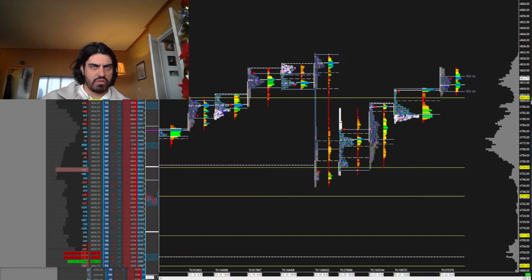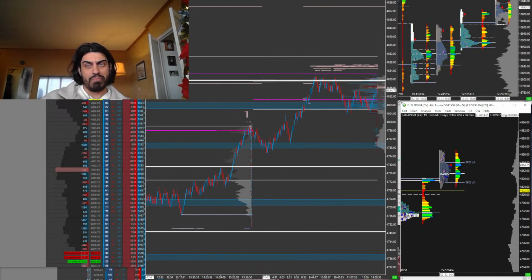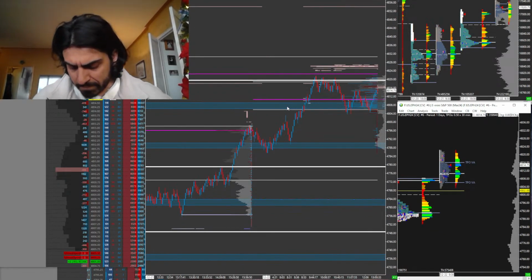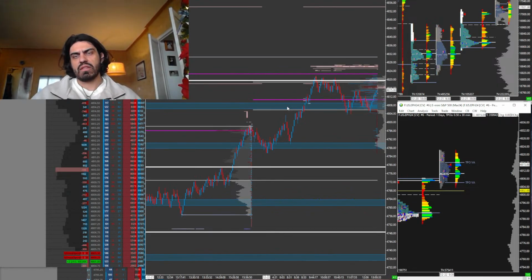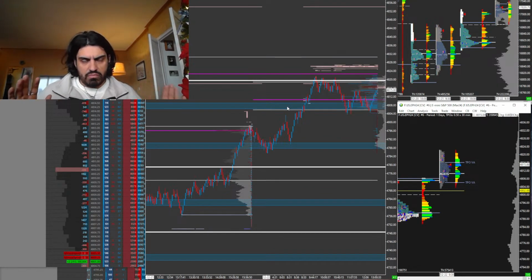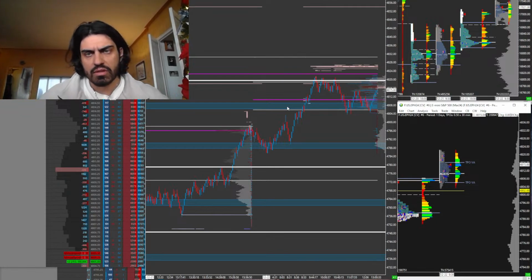And then I look at the DOM when we trade into those levels and see, okay, are there any buyers that are stepping in at market? Are there any big buildups of delta that are shaping up? What's the move here? And that's it. Seems simple, but those are the two main things.